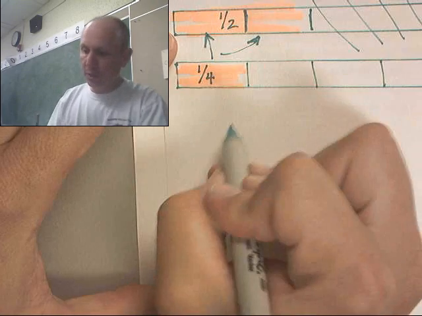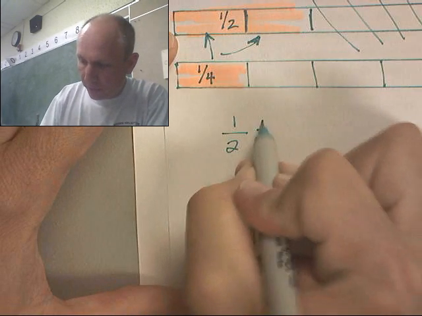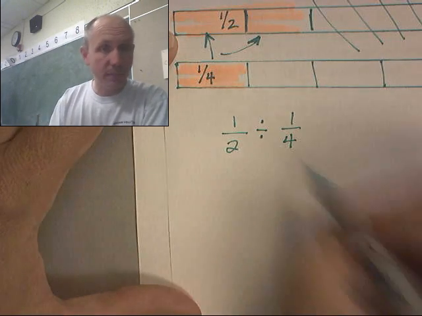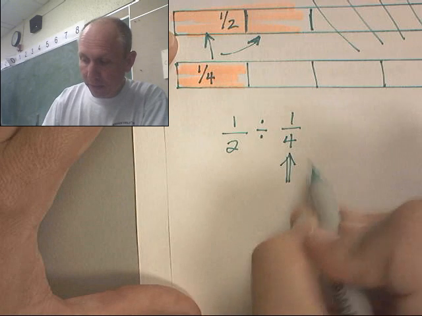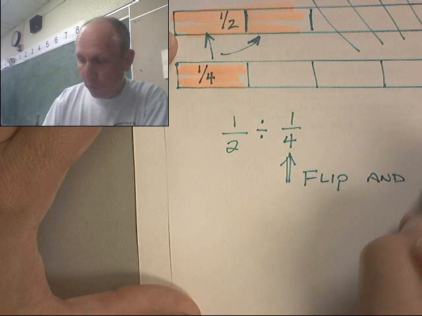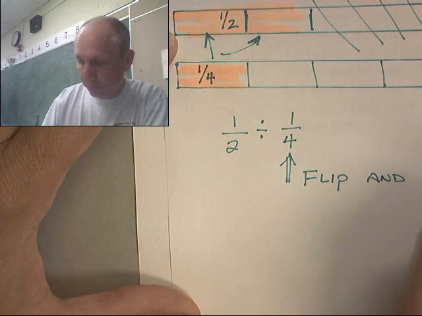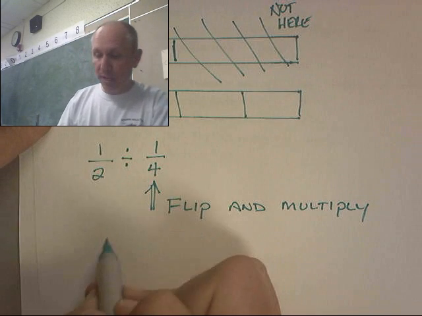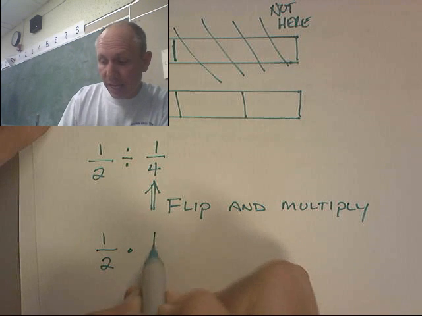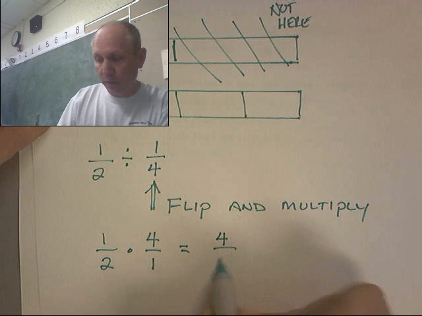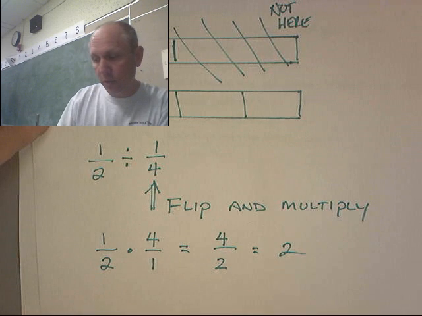Here's the kind of quick and easy way to do it. And you learned it at some point. If I'm doing 1/2 divided by 1/4, and I already know that the answer is 2 because we've done this, I take the second fraction, I flip it, and I multiply. So flip and multiply is going to be our method here. So I go 1/2 times 4/1, which gives me 4/2, which is 2.